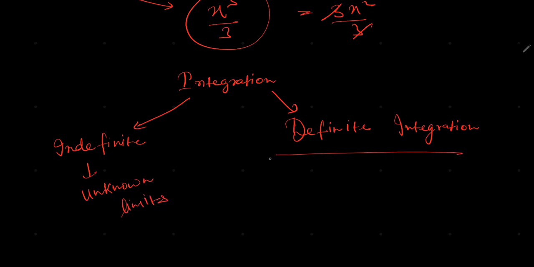What about definite integration? When you know the limits from where to where you have to integrate, this is called definite integration. Known limits.